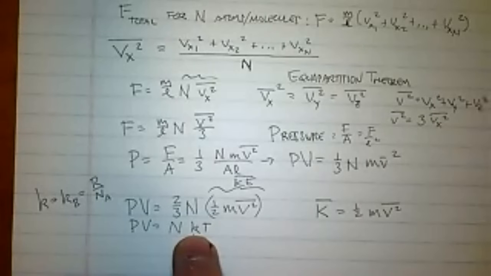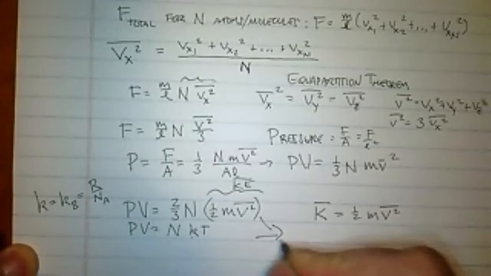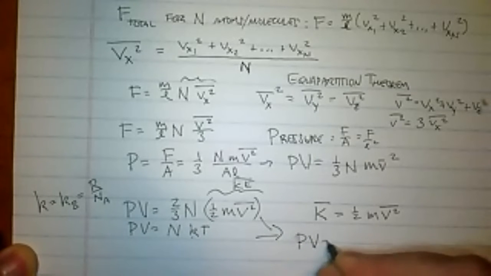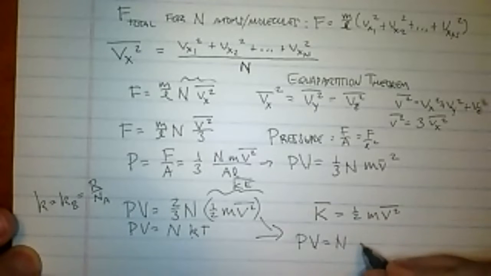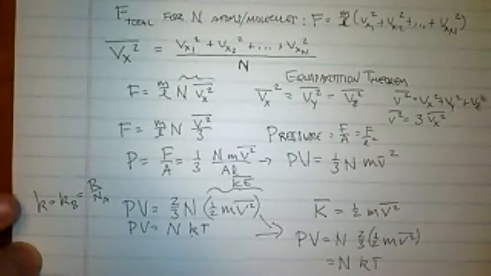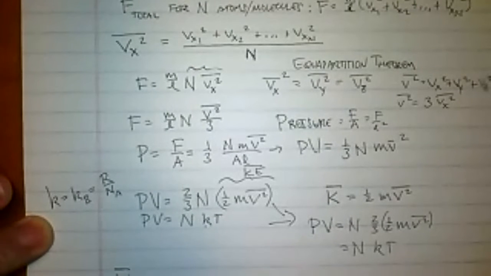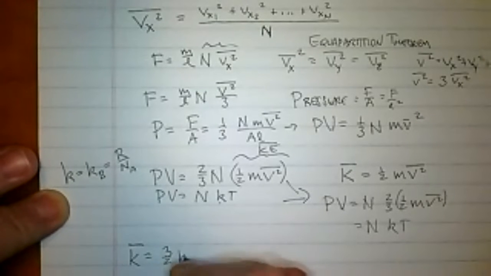Well, check this out. Combining these two, I've got PV equals N times 2/3 times 1/2 m v squared average, but it's also equal to N times kT. So we found a new expression. We found that the average kinetic energy is in fact equal to 3/2 kT.